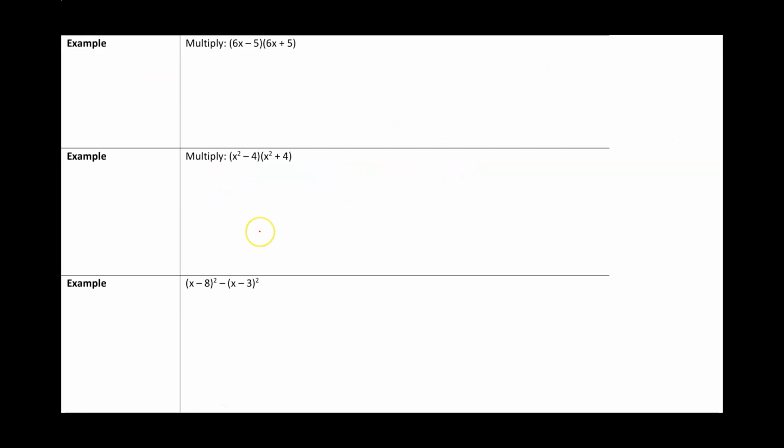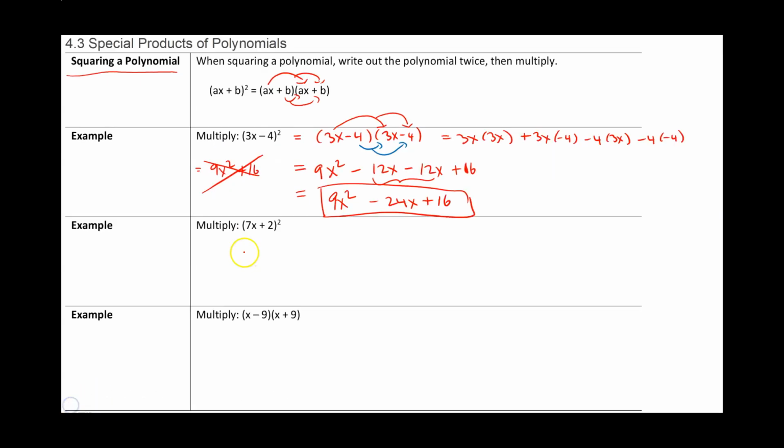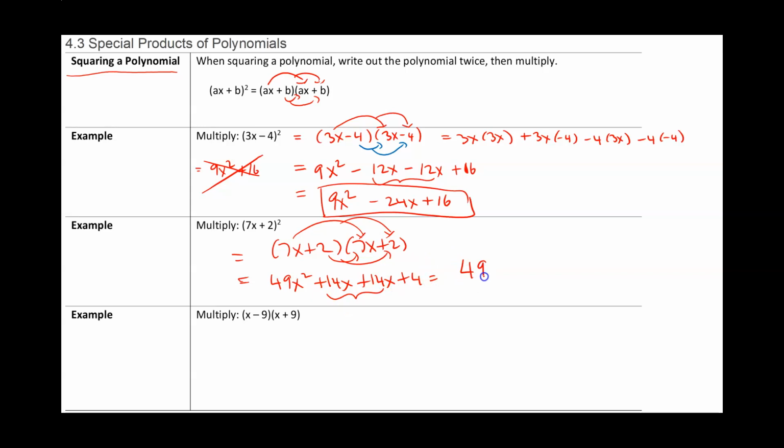Let's try the next one. So you have 7x plus 2 to the second power. So this is going to be 7x plus 2 times 7x plus 2. 7x times 7x, that is a 49x squared. 7x times 2, that is a 14x. 2 times 7, that is also a 14x. And 2 times 2 is 4. Now let's combine our like terms. So we have 49x squared plus 28x plus 4.